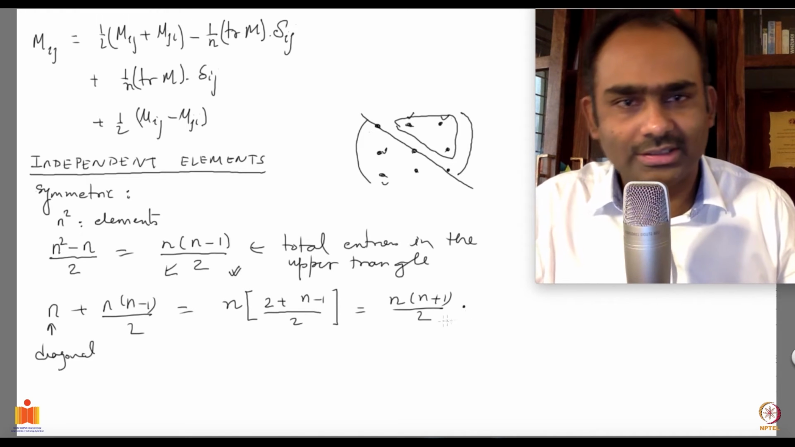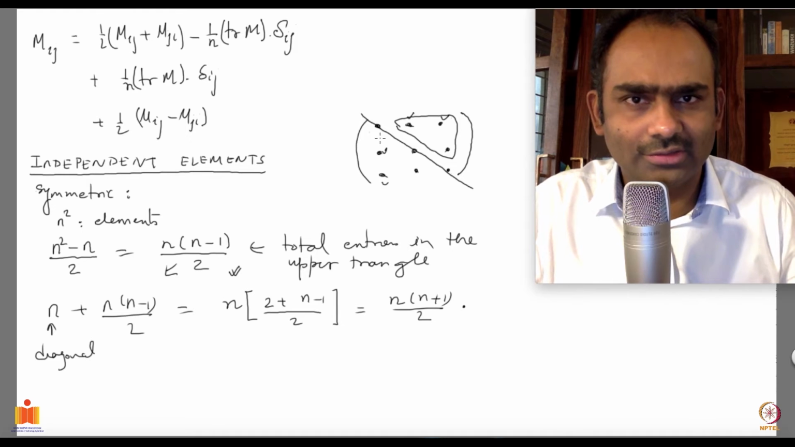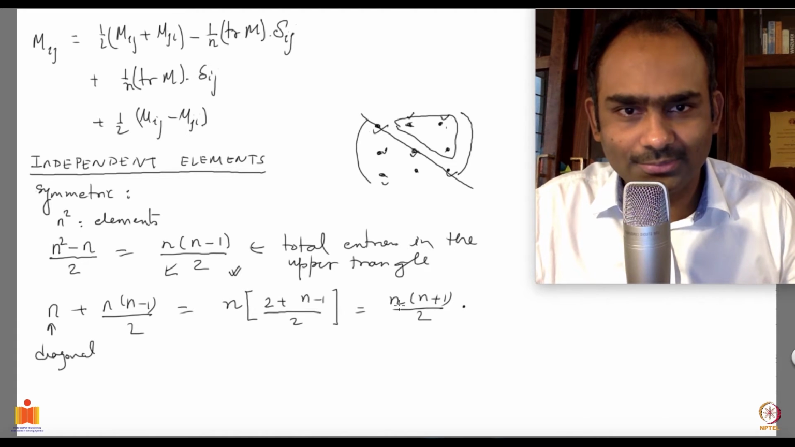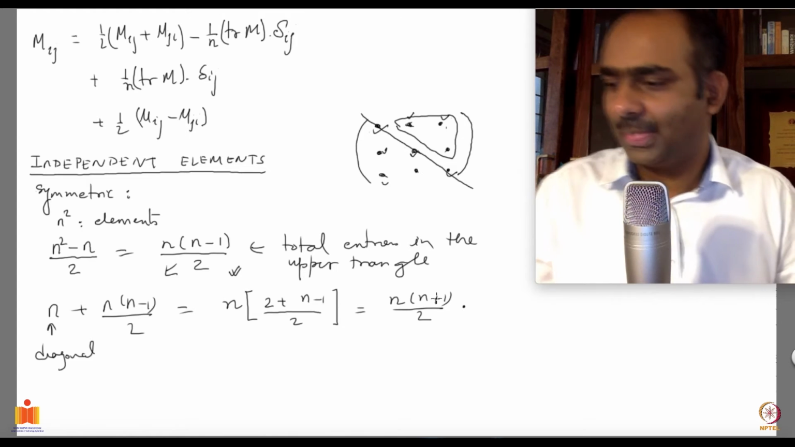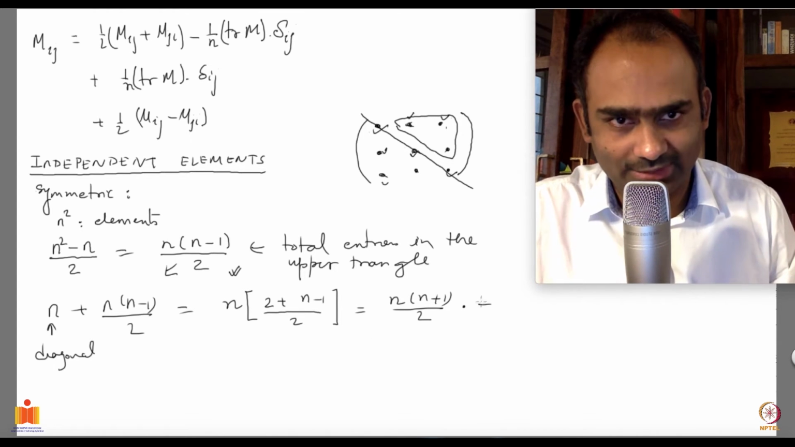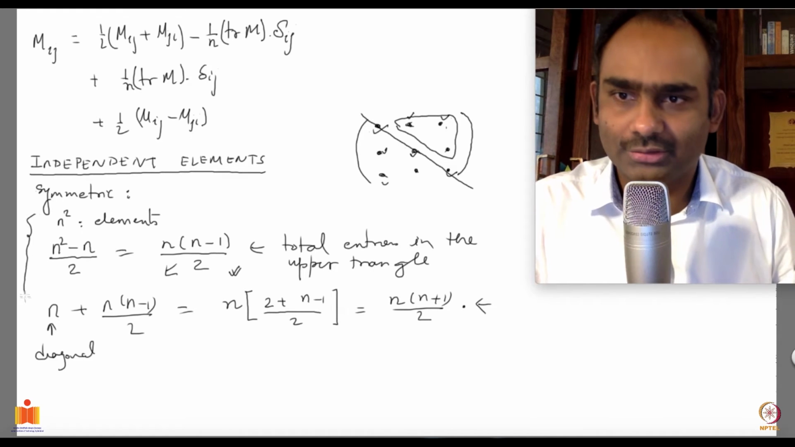which is correct. Let's check. Let's say you have a 3 cross 3 matrix. So if you had a 3 cross 3 matrix, you should get 1, 2, 3 and 4, 5, 6. 6. Let's see. If n is 3, this is 4. 3 plus 1, 4. 4 over 2 is 2 and 3 times 2 is 6, which is correct. Okay. Now I want to count it in a slightly different way and arrive at the same answer. Okay. So that was first way of looking at it.